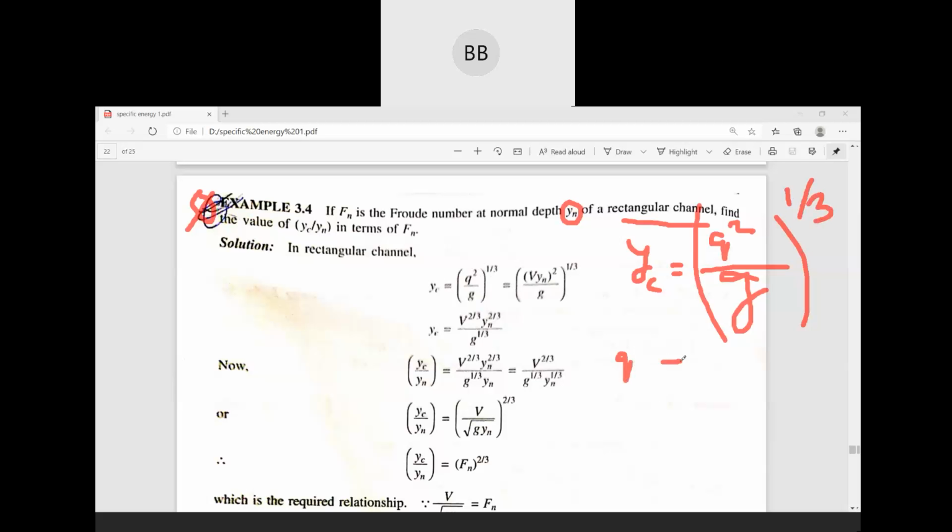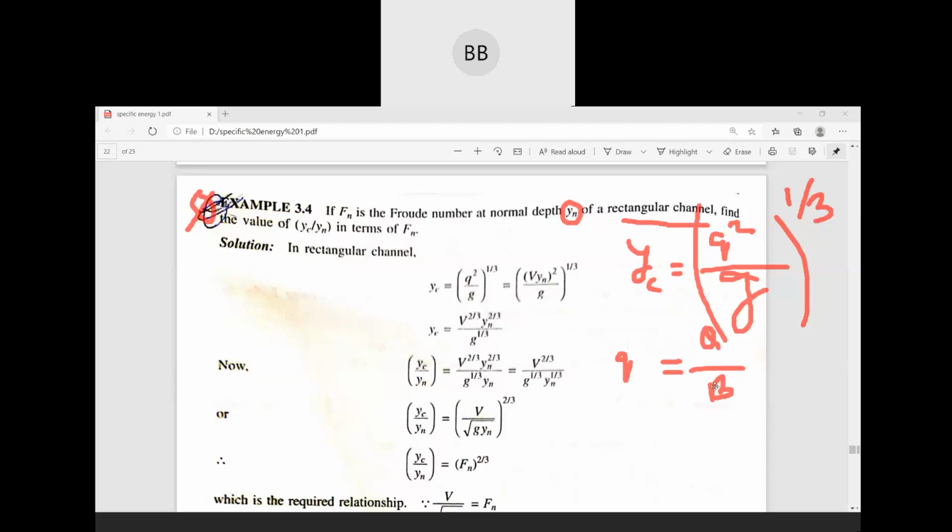Now we are going to consider the rectangular channel, as given in the question. We all know that the Yc expression for a rectangular channel is (q squared divided by g) to the power 1 by 3. So what is small q? Small q is nothing but the discharge divided by the width of the channel. We have already discussed this many times.